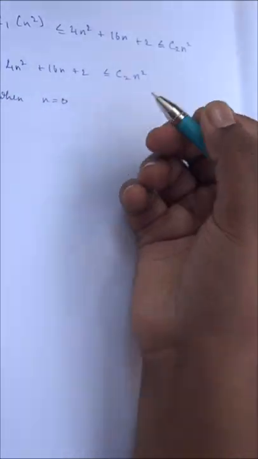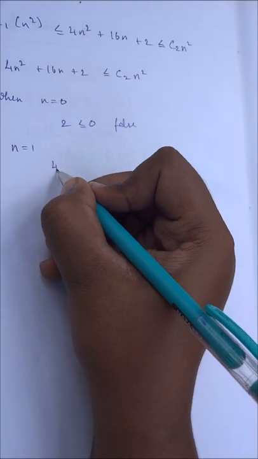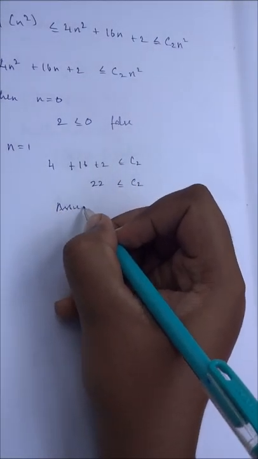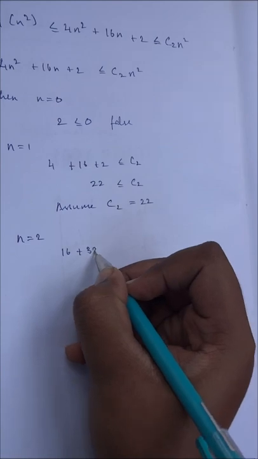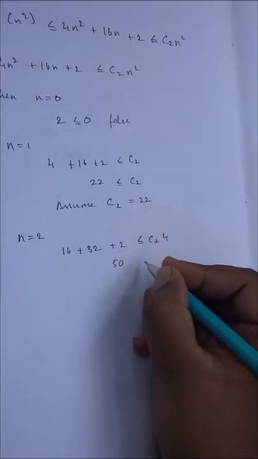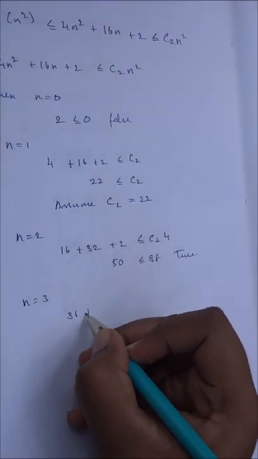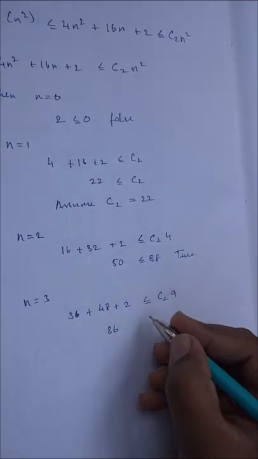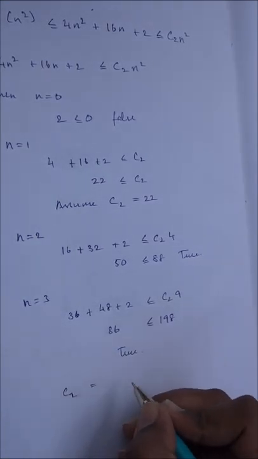When we apply n equal to 0, we get 2 less than or equal to 0. This condition is false. When applying n equal to 1, we get 4 plus 16 plus 2 less than or equal to c2, which is 22 less than or equal to c2. Now let us assume c2 to be equal to 22. When applying n equal to 2, we get 16 plus 32 plus 2 less than or equal to c2 into 4, so that applies as 50 less than or equal to 88. The condition is satisfied. Similarly, when applying n equal to 3, we get 36 plus 48 plus 2 less than or equal to c2 of 9, which results in 86 less than or equal to 198. Therefore, the condition is true. Now we can finally assume that c2 is equal to 22.